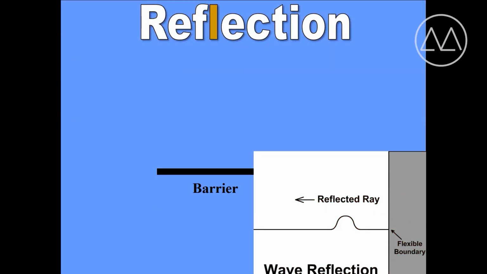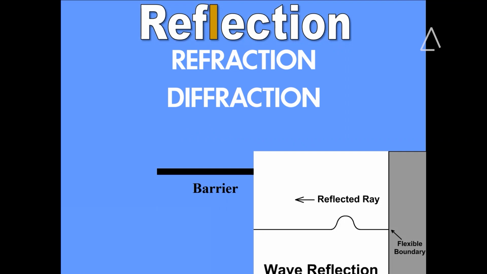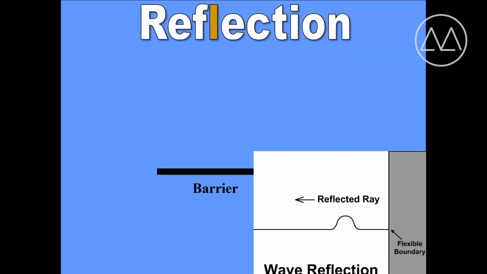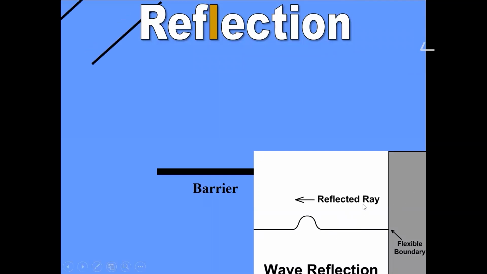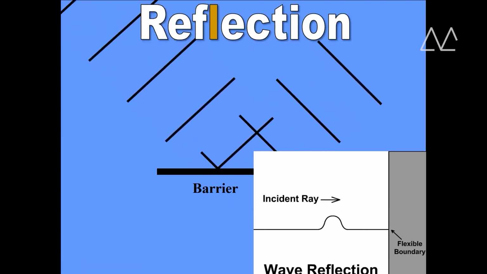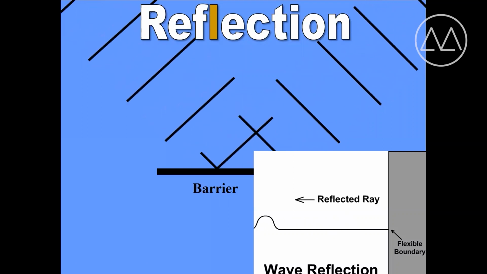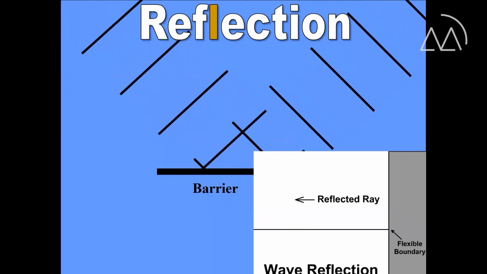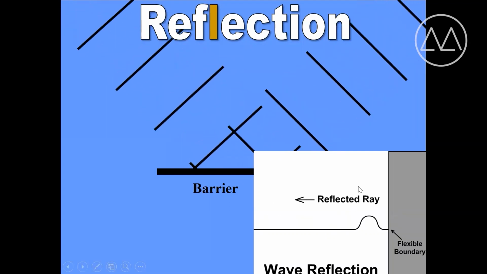Let's remember together that we have 4 wave phenomena in all waves. These 4 phenomena are reflection, refraction, diffraction, and interference. Now, let's talk about reflection. Wave reflection is the bouncing back of a wave off a boundary. Look at this picture here. Yes, it's bouncing. We have 2 examples of reflection, including light reflection in a mirror and sound reflection or echo.